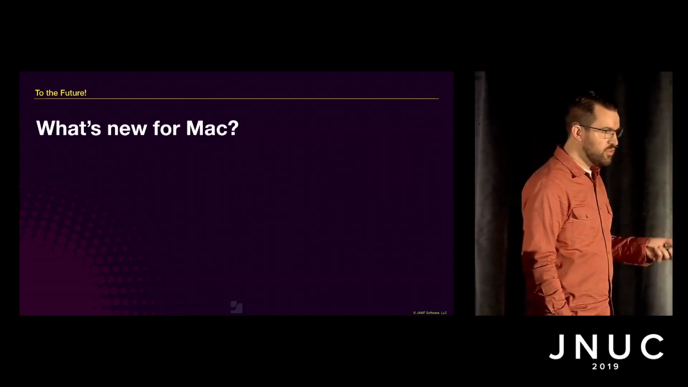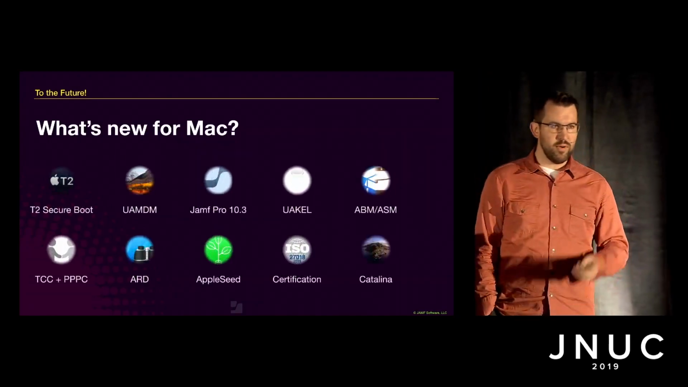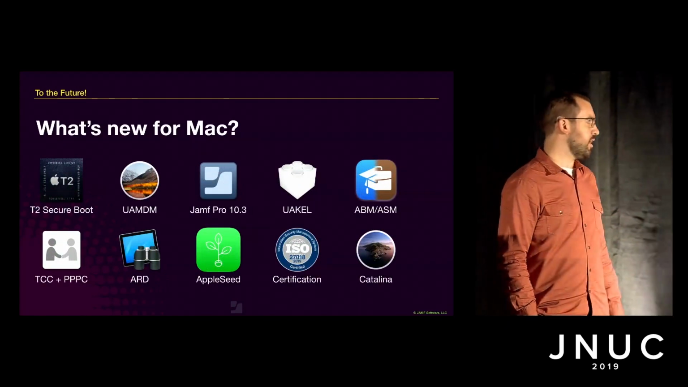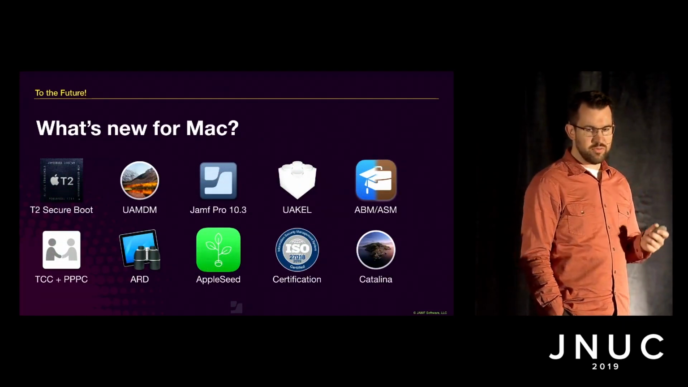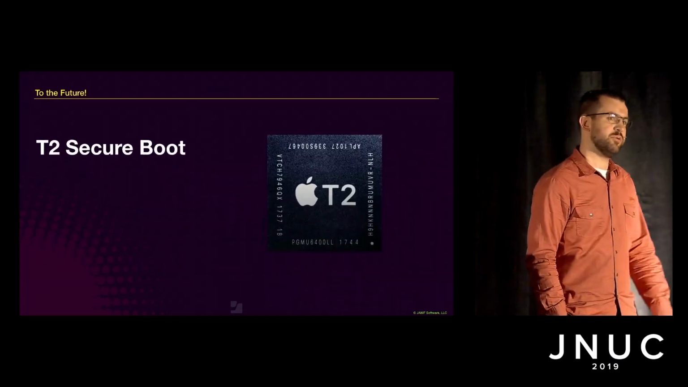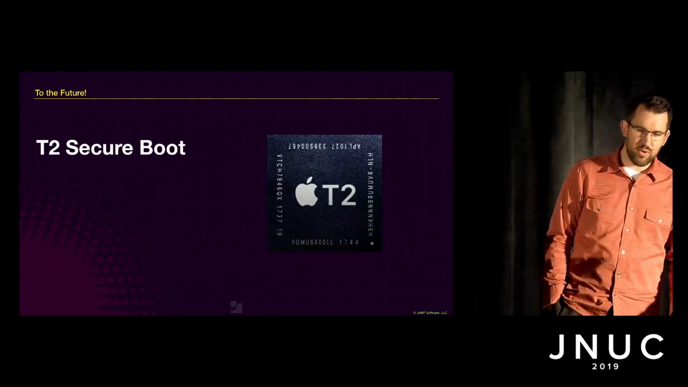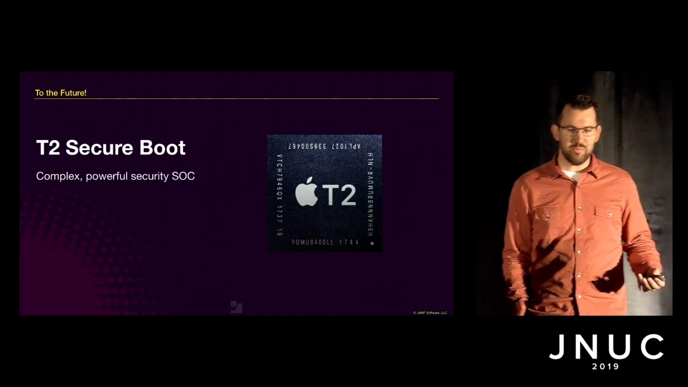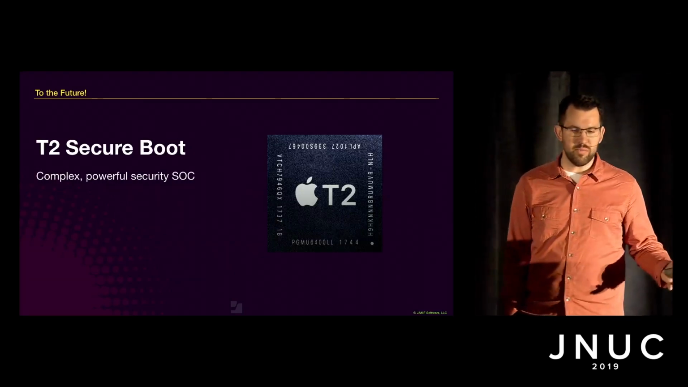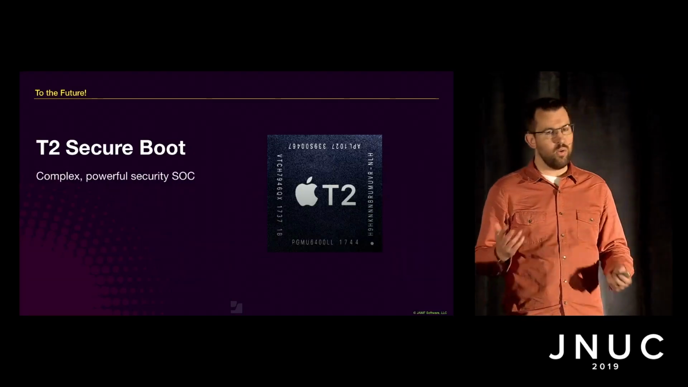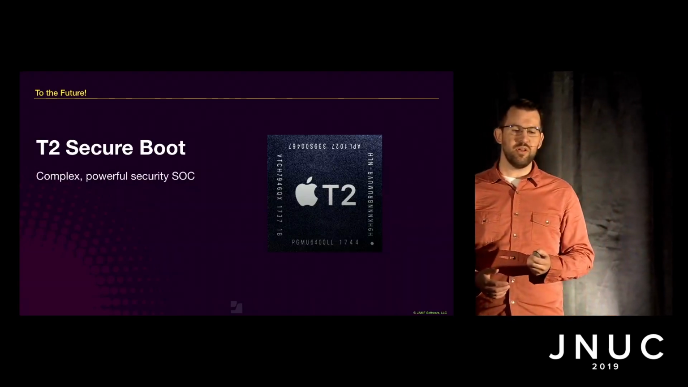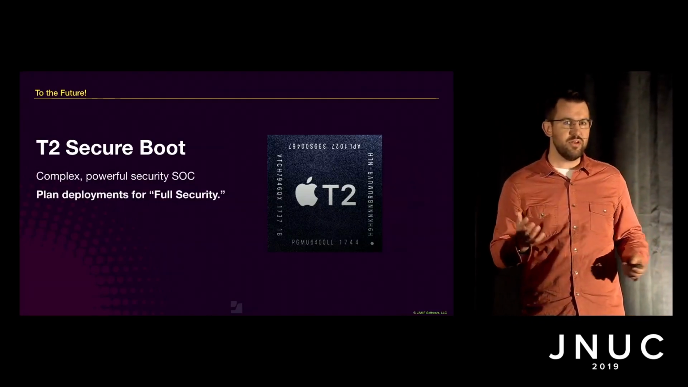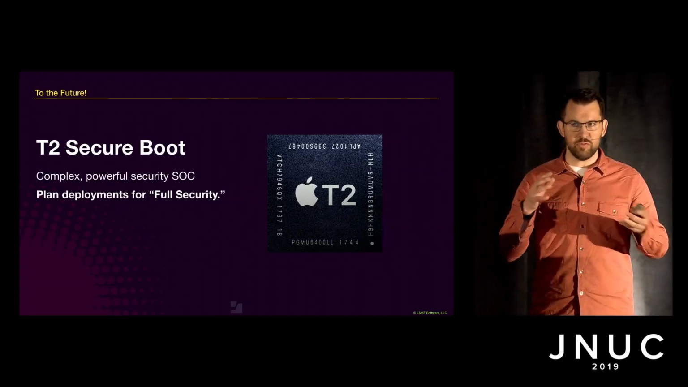Now, what's new from Mac? Well, we have 10 big things that we need to talk about that have changed since the fall of 2017. So we'll start off with the T2 chip. It's an incredibly complex system on a chip that provides real-time encryption, hardware management, boot security, and a whole lot more. And Apple devices ship from the factory with the full security mode enabled, so you need to plan your deployments around this being turned on.